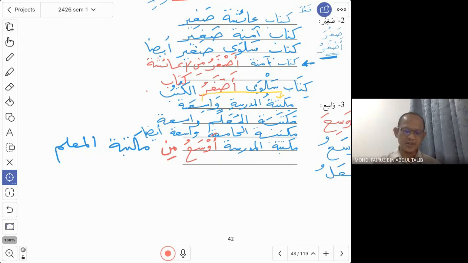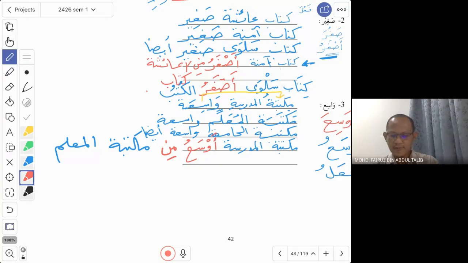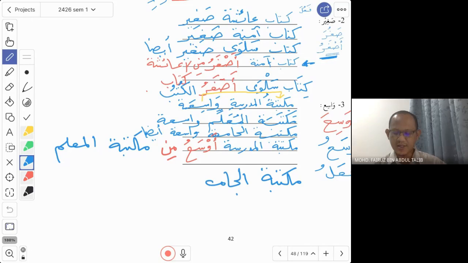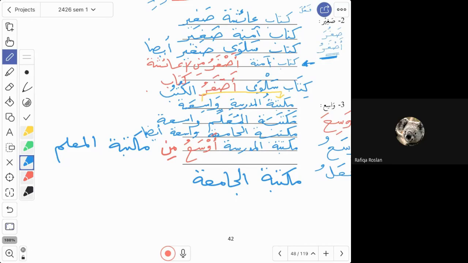Now, the last jumlah. You want to say the library of the university, Maktabat al-Jami'ah, is the largest of the libraries. So how do we say that? The last jumlah is about the maktaba al-jami'ah. Maktabat al-Jami'ah. Awsa'u.